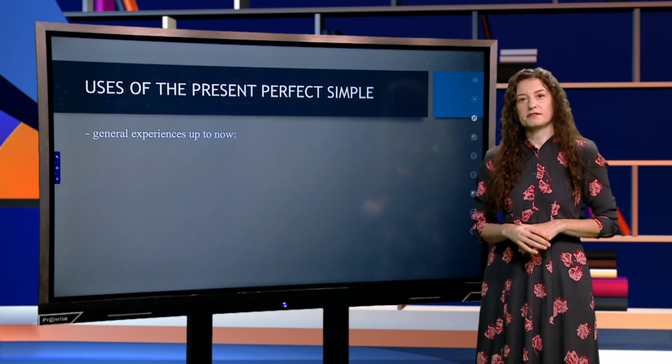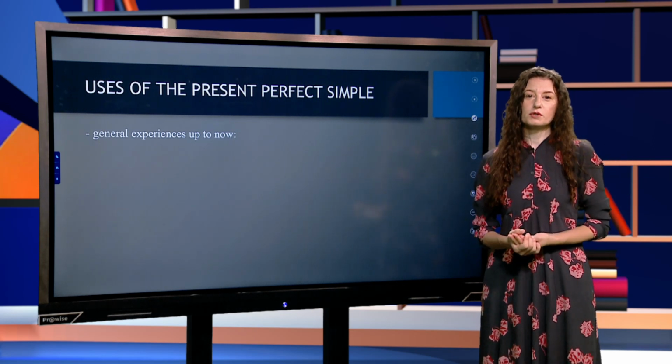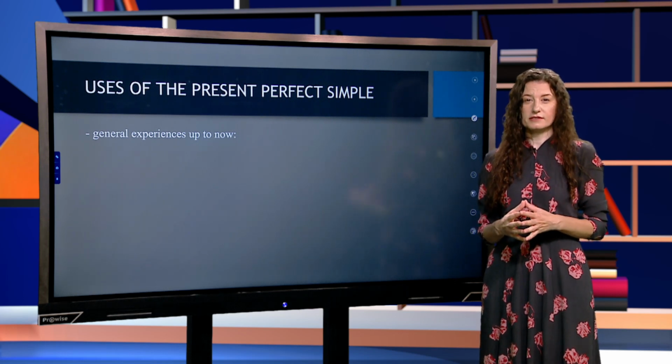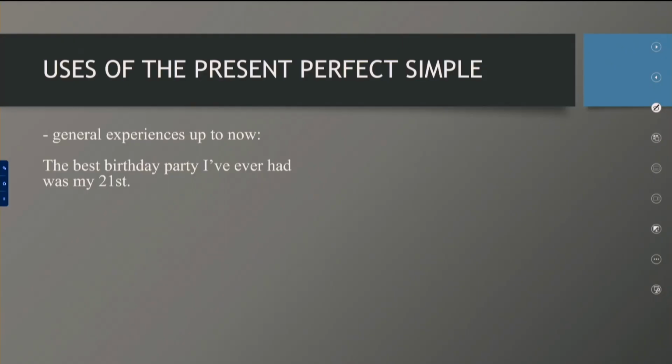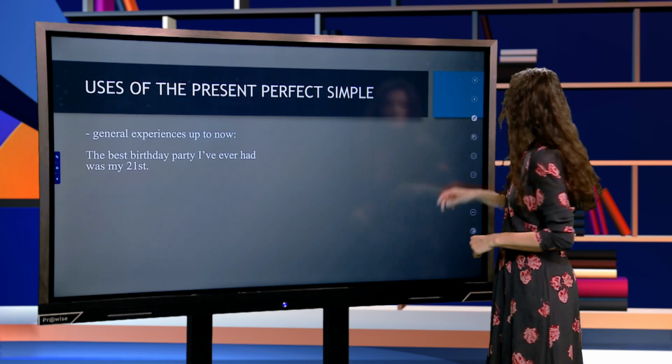We have introduced this tense by saying that we generally use it whenever we talk about experiences up to now. The present perfect is a tense that includes past and present. If you remember, the speaker in the listening activity last week talked about his 21st birthday party, and he said, the best birthday party I've ever had was my 21st, and it's because he took into consideration his whole life experience. So, general experiences up to now means we'll use the present perfect.